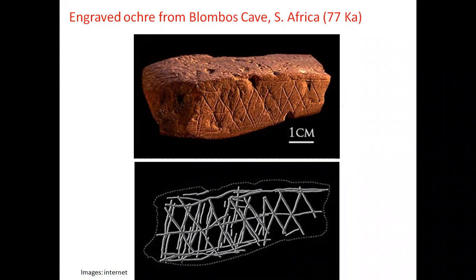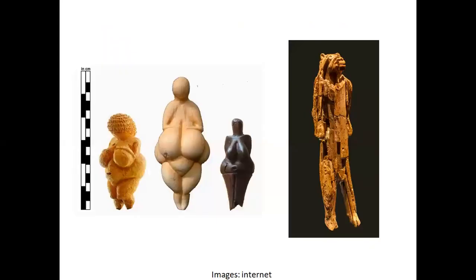And then famous figurines from Europe, carved by humans. And this happens only after Homo sapiens arrives. It's not done by Neanderthals. It's not done by other species. Most of the symbolic behavior is restricted to Homo sapiens. So that is one question we're asking: were other species capable of human behavior?